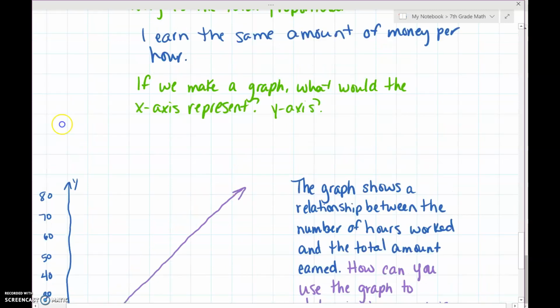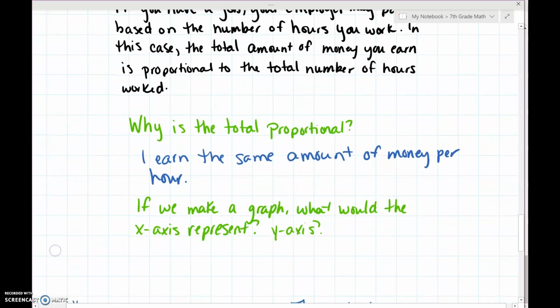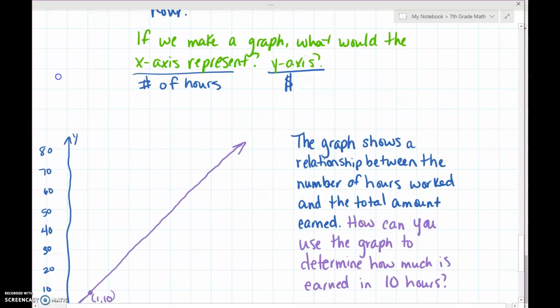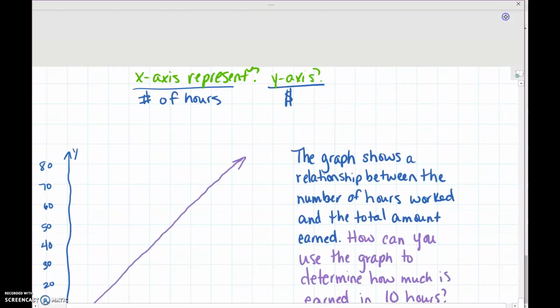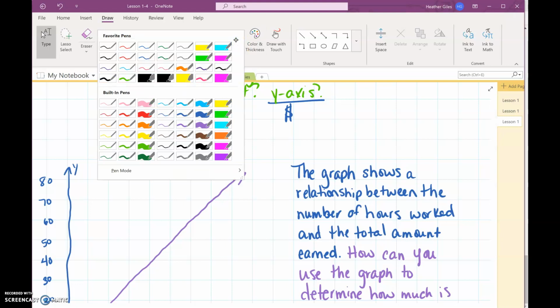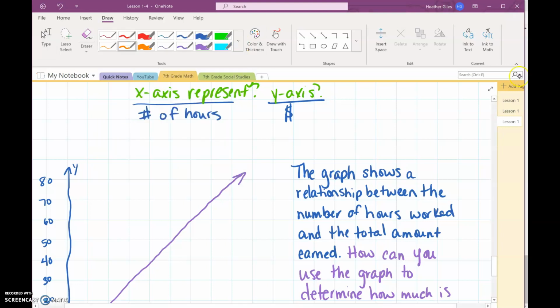If we make a graph, oops, we went too far. I forgot about that. If we make a graph, what would the x-axis represent? What would the y-axis represent? So my x-axis, because I want to add number of hours I worked to how much money, my x is going to be the number of hours, and the y-axis is going to be the money. All right, so here's our graph. Let me go change my pen color because I did it in blue. We're going to switch to orange.